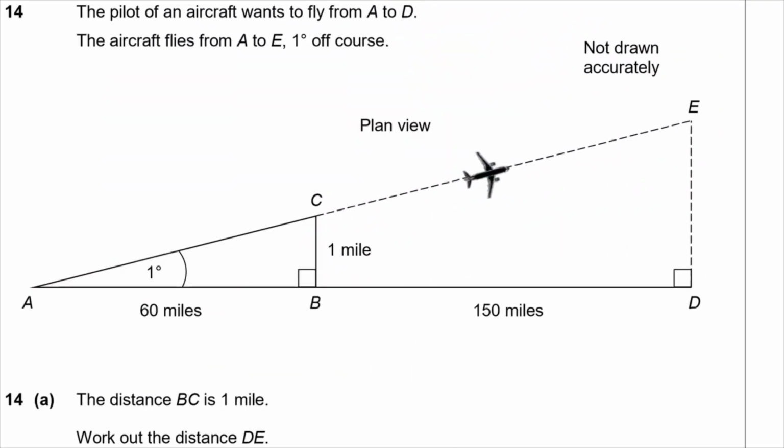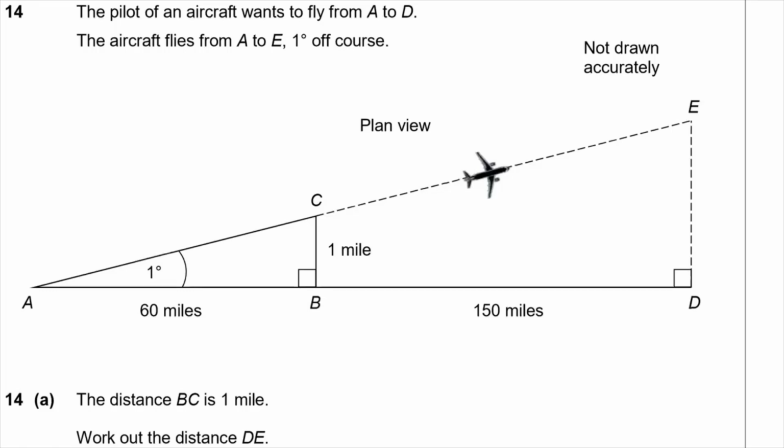Okay, we've got a pilot of an aircraft and he wants to fly from A to D, but actually he's a little bit off course. So in fact he's flying from A to E instead. So the question is wanting to know how far off course he is. So we need to work out that distance DE. Now we can do that using similar triangles.